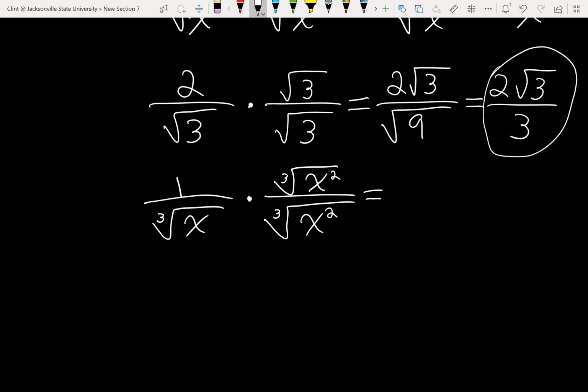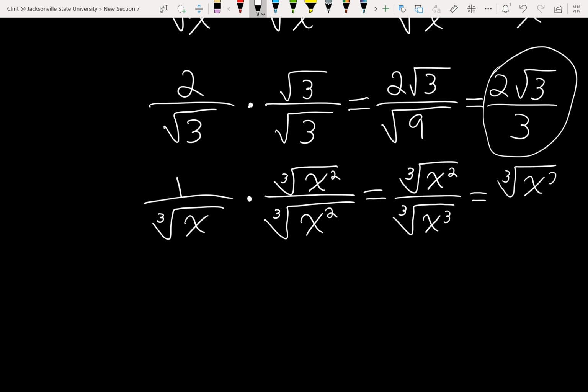So now when we multiply, we'll get cube root of x squared on the top. Bottom, we've got x times x squared. We get cube root of x cubed. Cube root of x cubed is x. So x there.